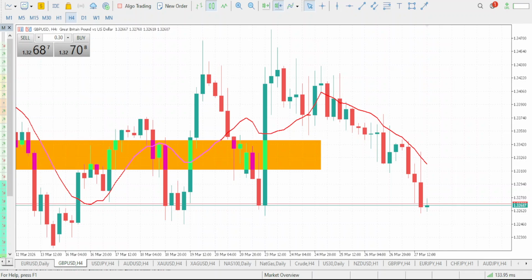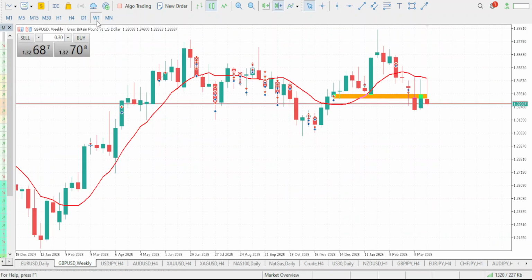So guys, let's take a look at what GBP USD is going to be giving us for the week. We are going to analyze it from the higher time frame, which is the weekly time frame. We are going to do the analysis from the weekly time frame down to our 4-hour time frame, so we will fully understand what the market is doing.